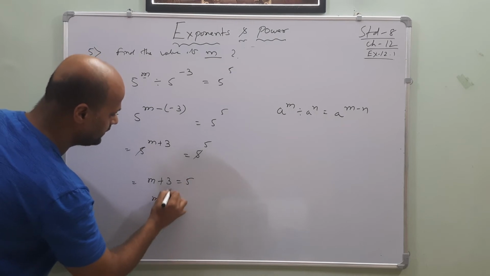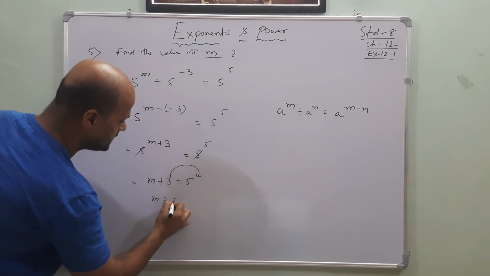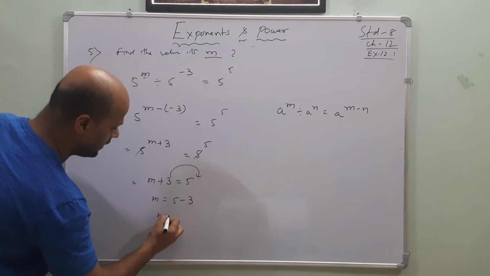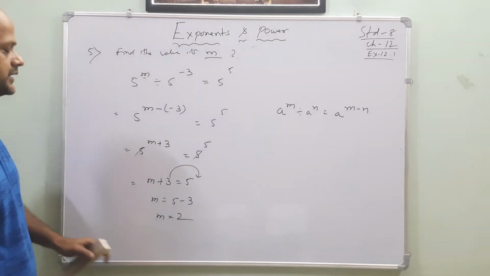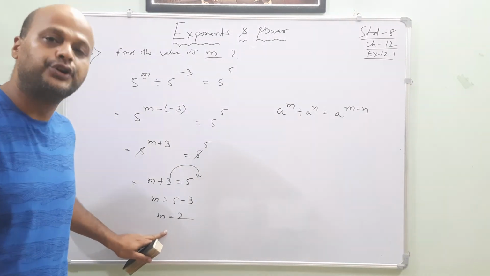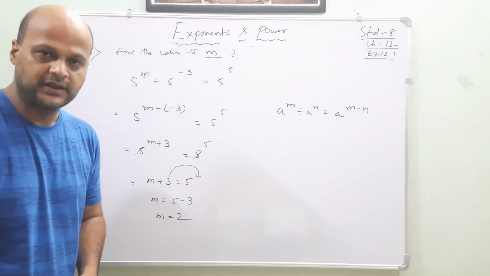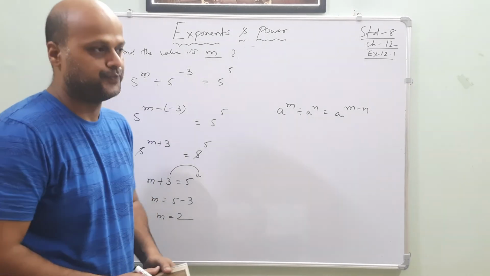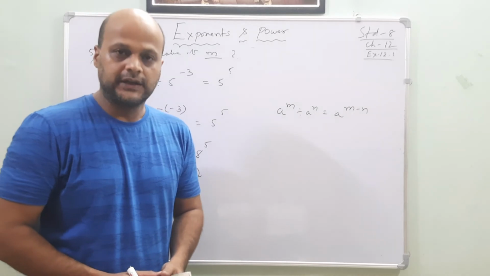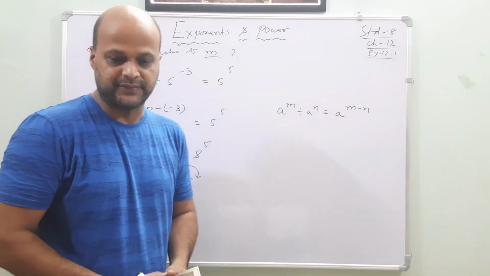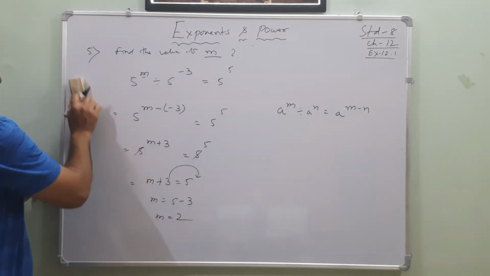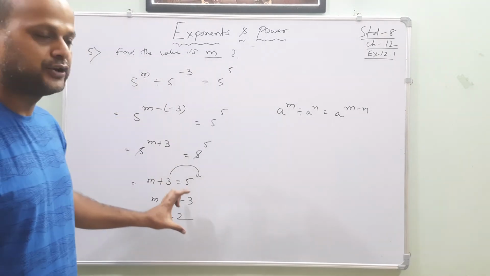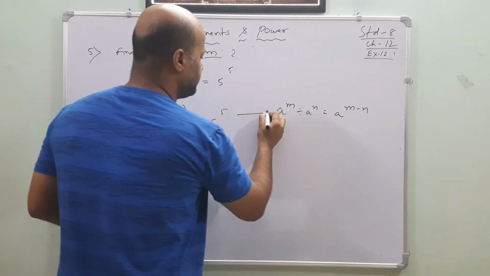Then what is the value of m? The 3 will go to the other side and the sign will be changed. Now m is equal to 2. So I will say that the value of m is equal to 2 here. Understood, my dear friends? Very good, extremely good. Okay, let's go to the next number. What is the last number? Is it understood by you, my dear friends?